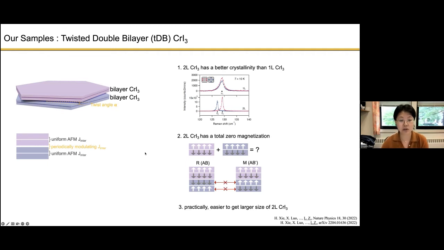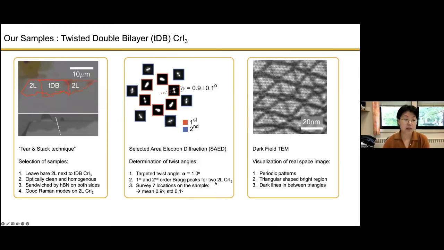The reason for us to choose 2 bilayers to stack together is because any homogeneous stacking of the 2 bilayers would give us a 0 total magnetization. This is distinct from stacking monolayer on top of monolayer or trilayer on top of trilayer. So we find this system could be quite interesting to look at. Our sample is made in the standard way as many other groups, and our twist angle can be characterized by electron diffraction measurement, and the real space superlattice can be visualized by transmission electron microscopy.